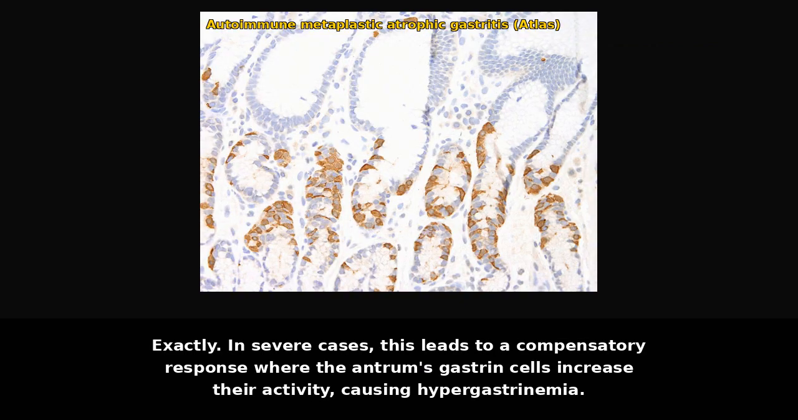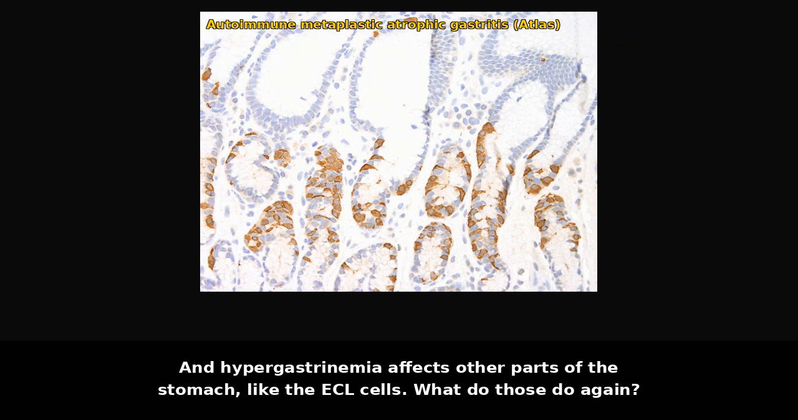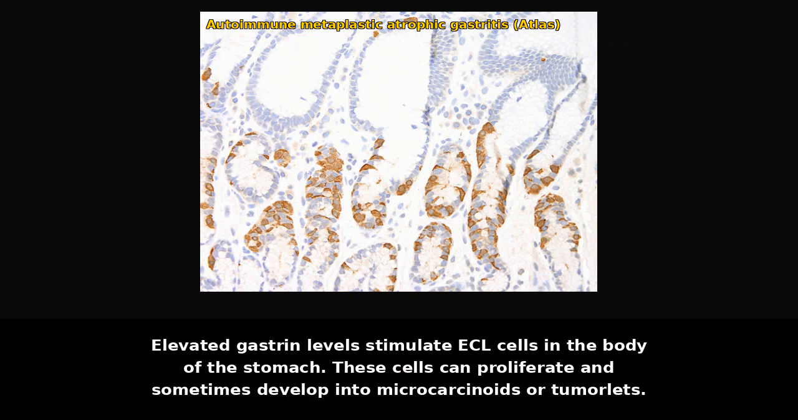Exactly. In severe cases, this leads to a compensatory response where the antrum's gastrin cells increase their activity, causing hypergastrinemia. And hypergastrinemia affects other parts of the stomach, like the ECL cells. What do those do again? Elevated gastrin levels stimulate ECL cells in the body of the stomach. These cells can proliferate and sometimes develop into microcarcinoids or tumorlets.